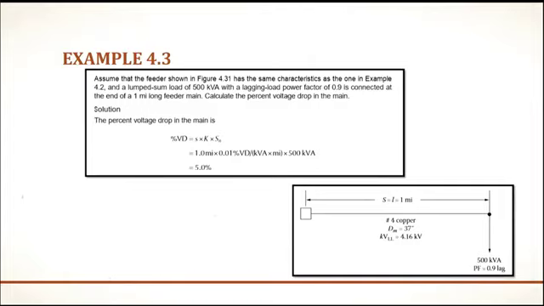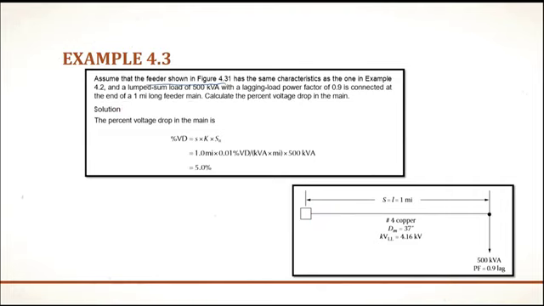Now in this example, a feeder has been shown in the figure. So this is the feeder. The length of the feeder is 1 mile and the load is connected at the end of the feeder. This is very important. You can see the lump sum load of 500 kVA with lagging power factor of 0.9 is connected at the end of the feeder. So this is the total length of the feeder.